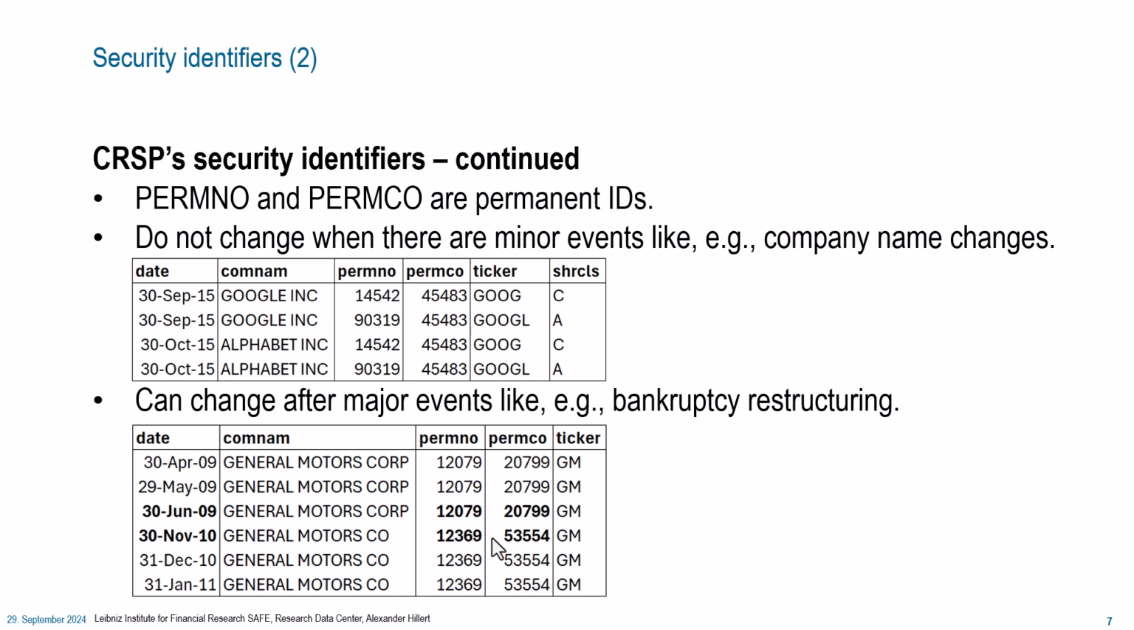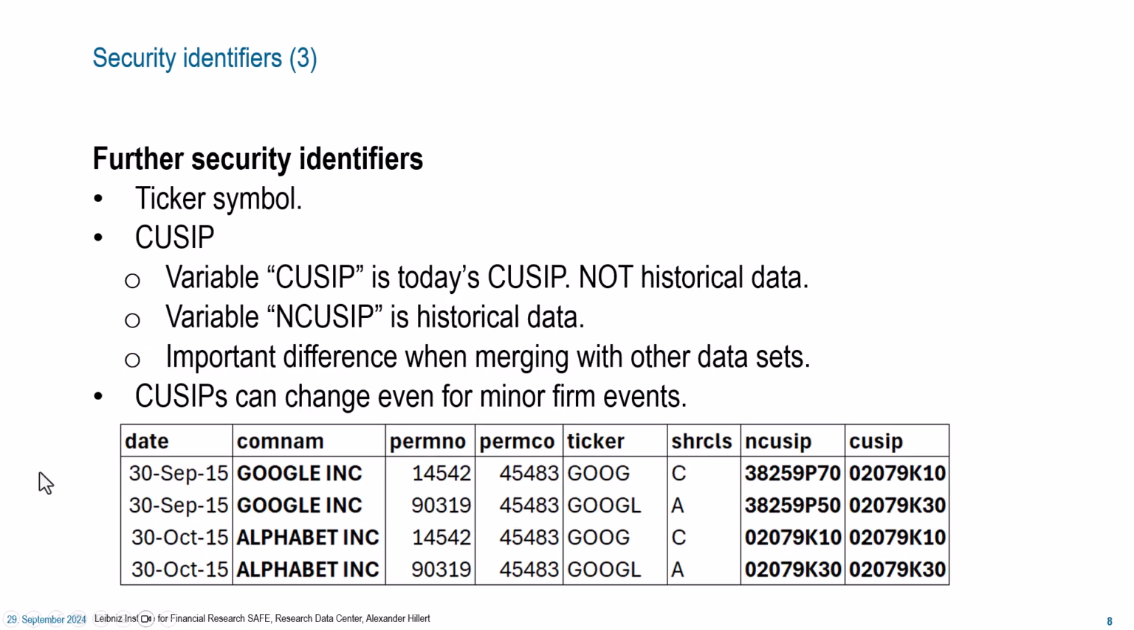Now you may ask, okay, you have some other data sets that you would like to combine with CRSP, and they don't have the PERMNO and the PERMCO, because these are just CRSP identifiers. What can you do? And the nice thing is that CRSP gives us a further set of identifiers. You have the ticker symbol. I included it in the tables before. You see the ticker symbol. So for the Class C shares of Google, it's GOOG. And for the Class A shares, it's GOOGL.